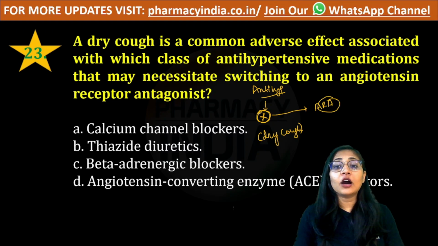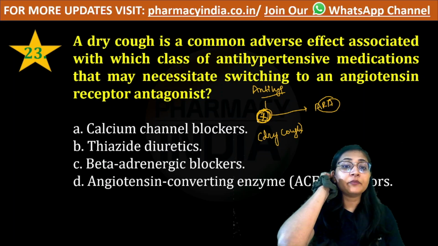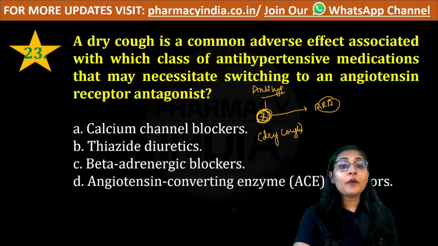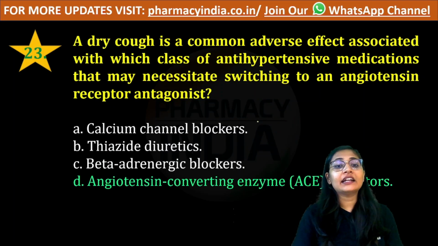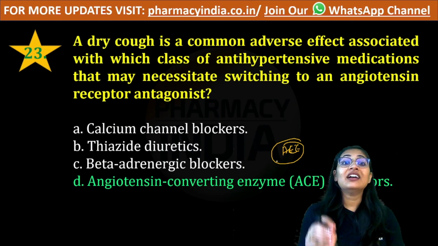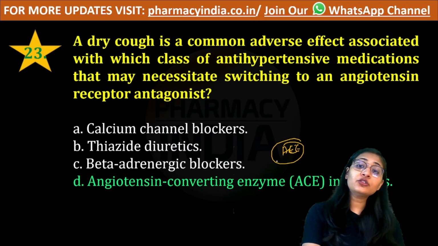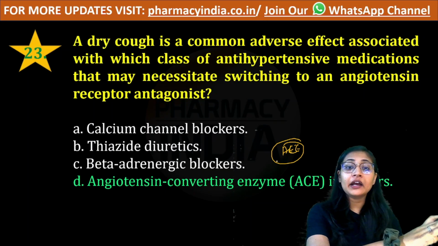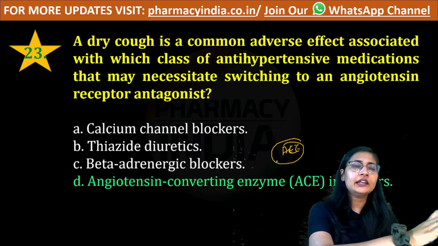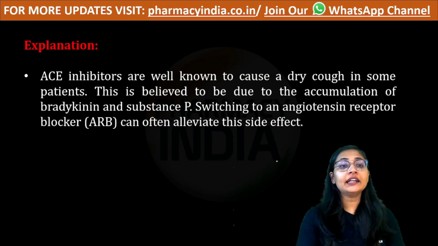So you have to find out which classification this is. What is the classification name? The correct answer is option D, angiotensin converting enzyme inhibitor. ACE inhibitor has a common adverse effect of dry cough. To prevent this, we have to switch from the ACE, angiotensin converting enzyme inhibitor, to an angiotensin receptor antagonist.